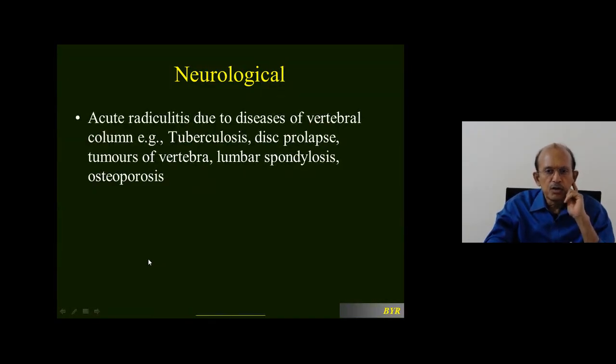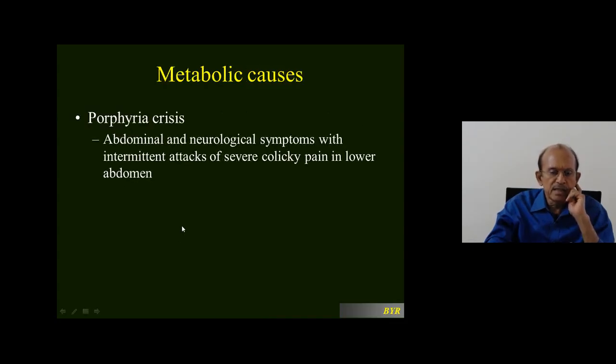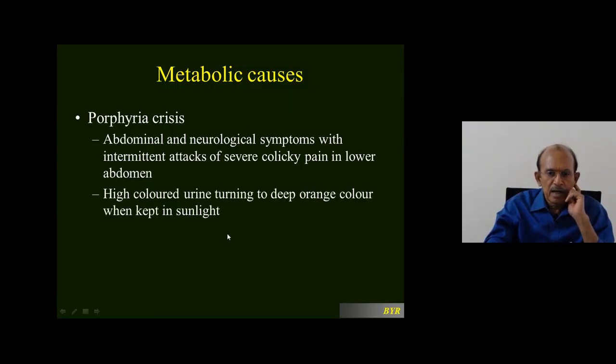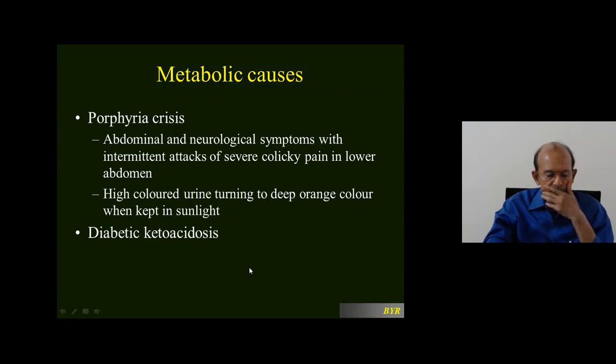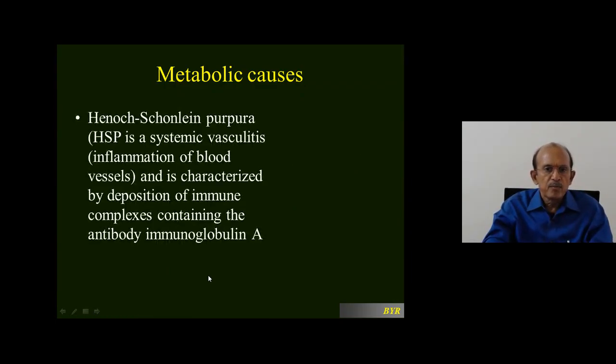Acute radiculitis due to disease of the vertebral column like tuberculosis, disc prolapse, tumors of the vertebra, lumbar spondylosis, osteoporosis. Sometimes metabolic causes like porphyria crisis. It will produce abdominal and neurological symptoms with intermittent headaches, severe colicky pain in the lower abdomen, and high colored urine turning deep orange when kept in sunlight. Then diabetic ketosis, diabetic crisis. Then purpura, there is Henoch-Schonlein purpura.